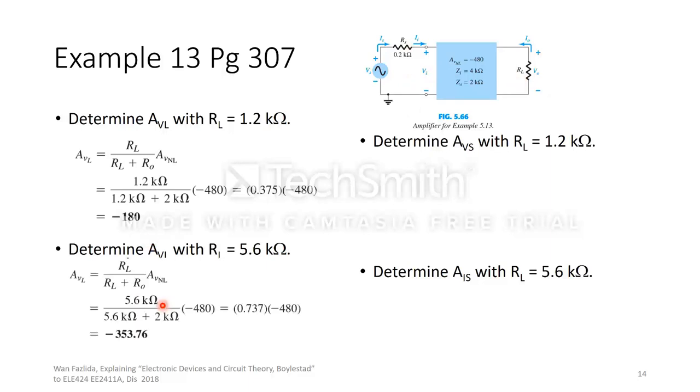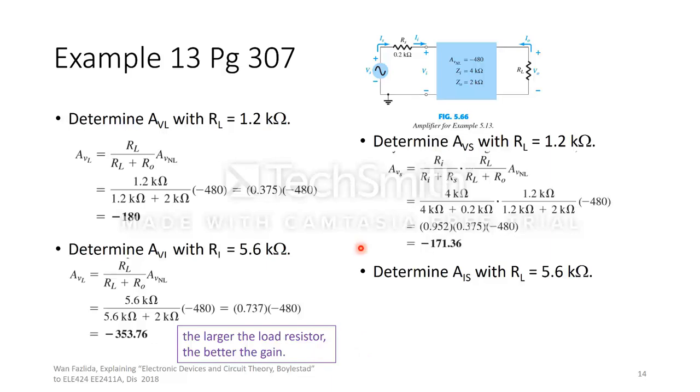The next part is, what happens if the load resistance RL is 5.6 kilo ohms and not 1.2 kilo ohms? We do the same calculation, and we're going to find that the gain is 353, meaning that if your load resistance is large, like this one here, 5.6 compared to 1.2 kilo ohms, the loaded voltage gain is not going to drop as much as with the lower resistance. Meaning that it's good to have a larger load resistor. So the larger the load resistor, the better the gain for the amplifier.